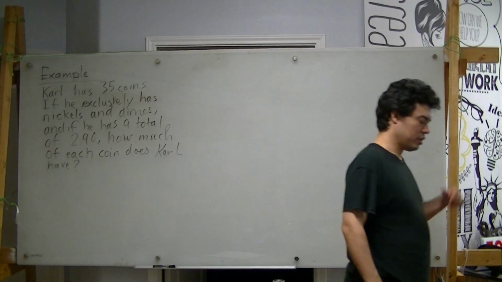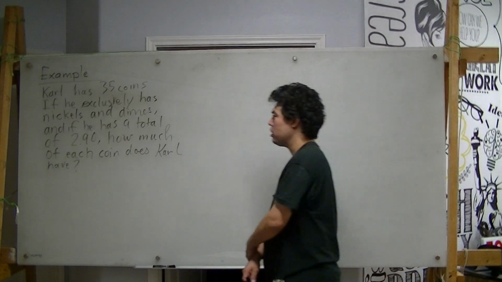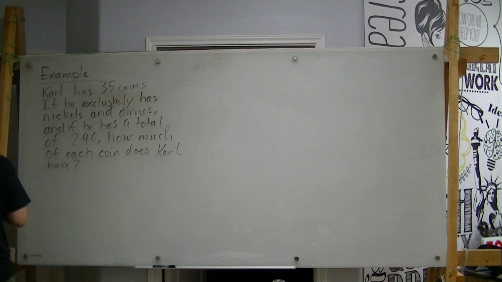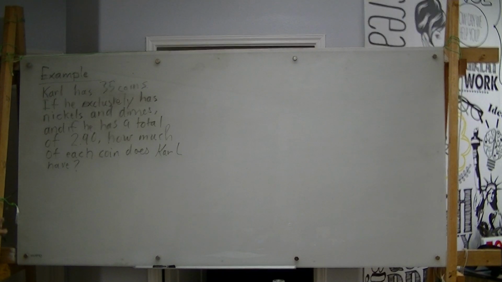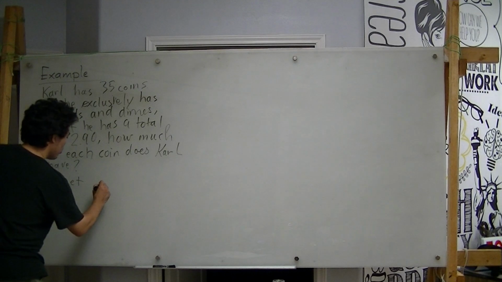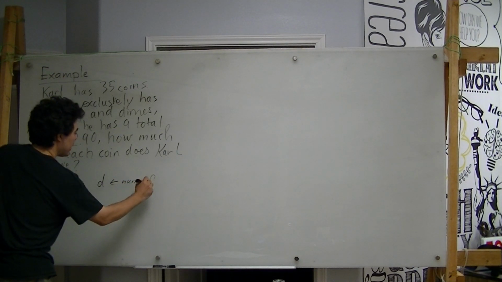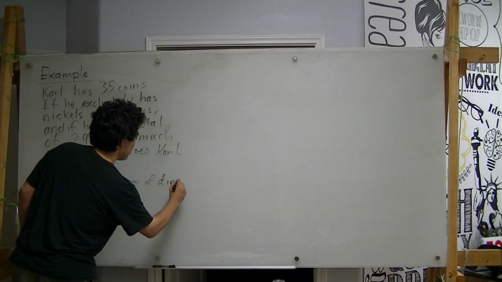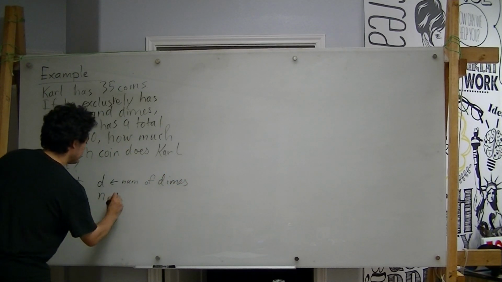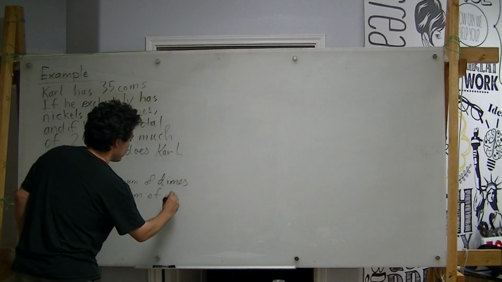Now, this again, like the previous problems, is a classic systems of linear equations problem, and I'm gonna show you again how to solve this problem as yet another example. We're gonna let D represent the number of dimes that he has, and of course, N is gonna be Karl's number of nickels, right?